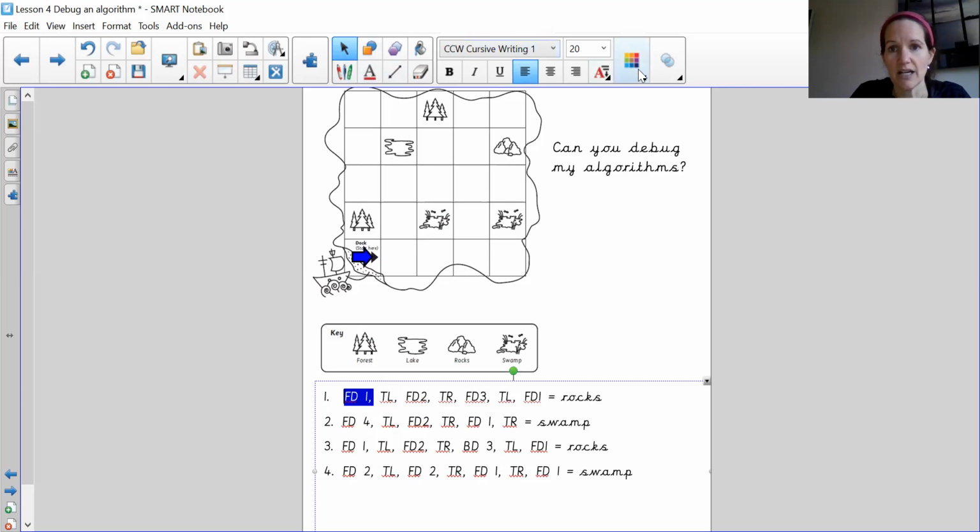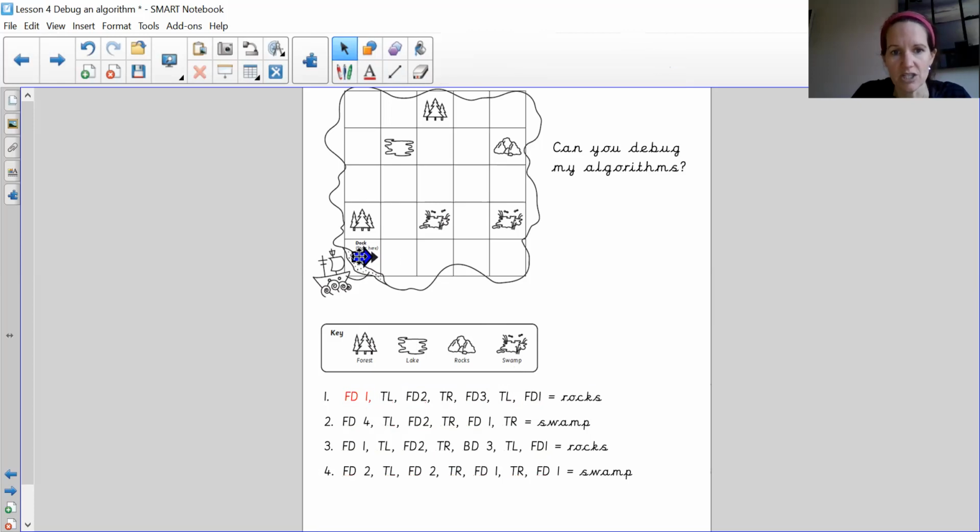Let me just change the color so we can see the corrections that we've done. Okay, forward 1, let's check. Turn left, perfect. Forward 2, 1, 2. Turn right. Forward 3, 1, 2, 3. Turn left. Forward 1. I've made it to the rocks. Yes. So I have found my bug. I found my problem. I had to change the first instruction.